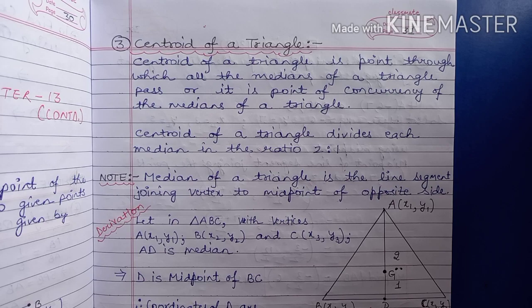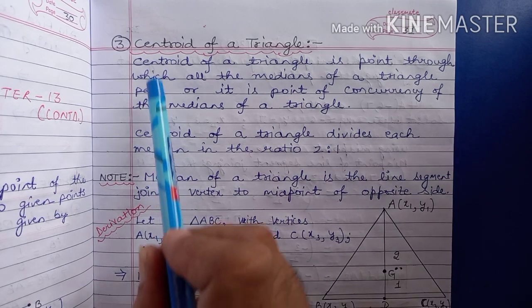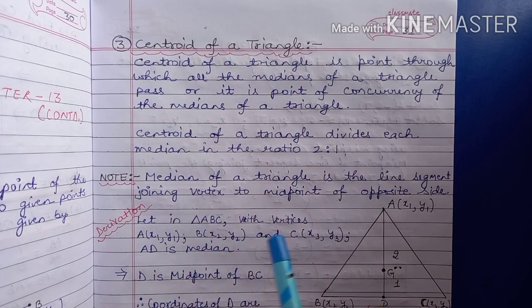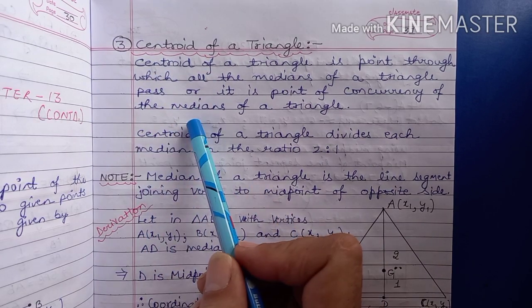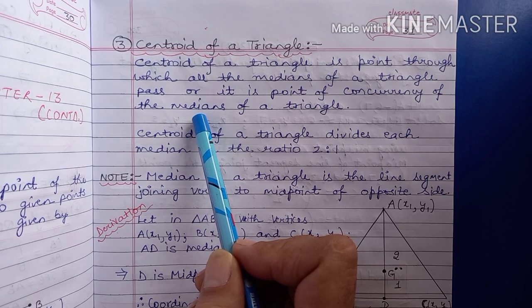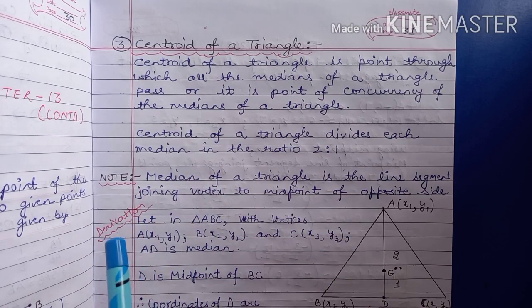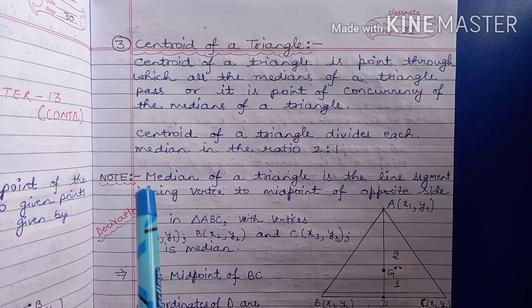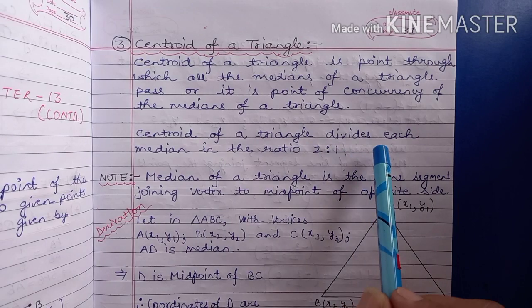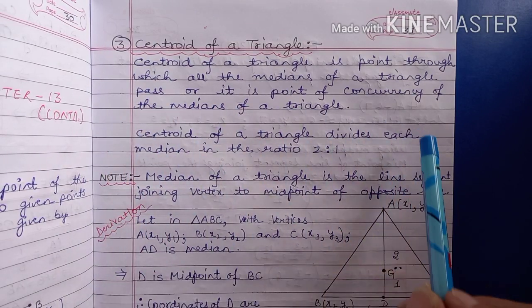Now we extend the concept of midpoint to the centroid of a triangle. First of all, the centroid of a triangle is the point of concurrency of all the medians. Point of concurrency means if 3 or more lines pass through the same point, then these lines are called concurrent lines, and the point through which they pass is called the point of concurrency. A triangle has 3 medians and they all pass through the same point. Therefore the point of concurrency of the medians of a triangle is called the centroid of a triangle.